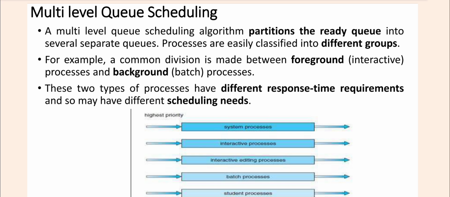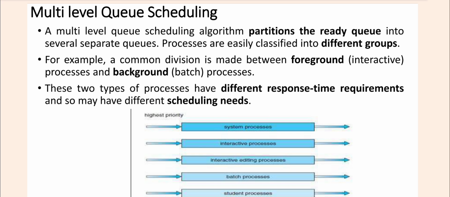In multi-level queue scheduling, processes are divided into multiple queues based on the priority, with each queue having a different priority level. Higher priority processes are placed in a queue with higher priority level, while lower priority processes are placed in a queue with lower priority level.